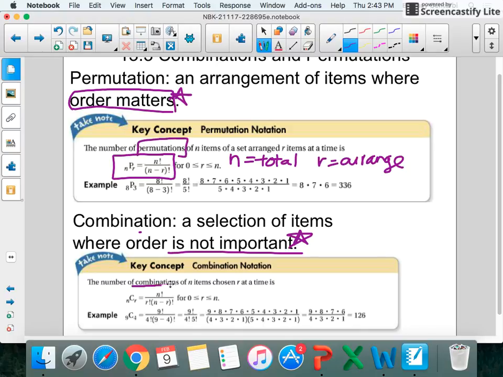And then your combination formula is very similar. The only difference is it's n factorial over r factorial times n minus r factorial. Again, you'll see how this plays out in the problems as we're doing them. So just make sure you have permutation, order matters, with its formula, and then combination, order does not matter, with its formula written down.